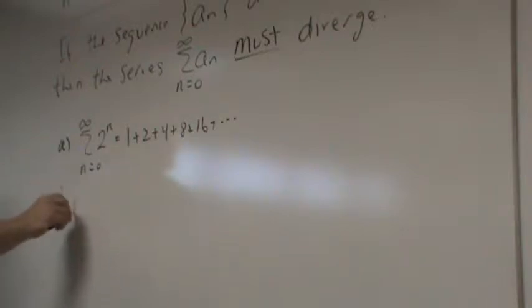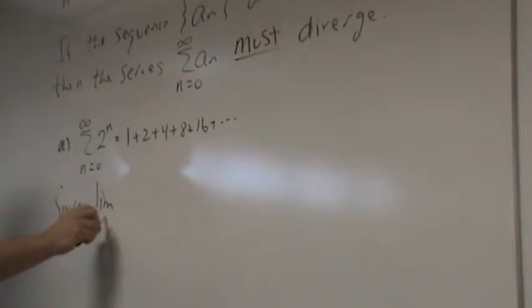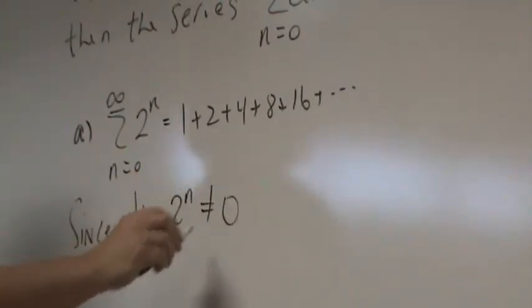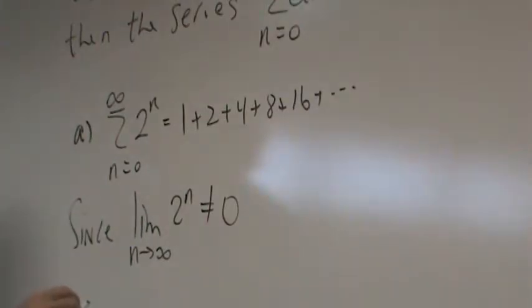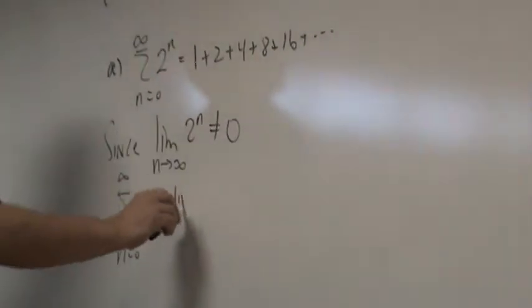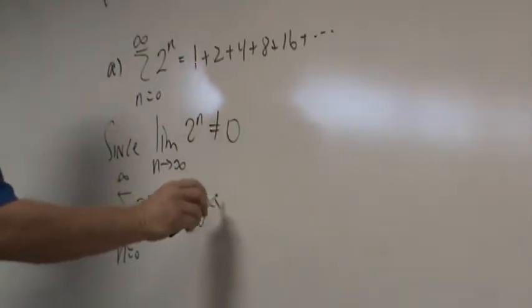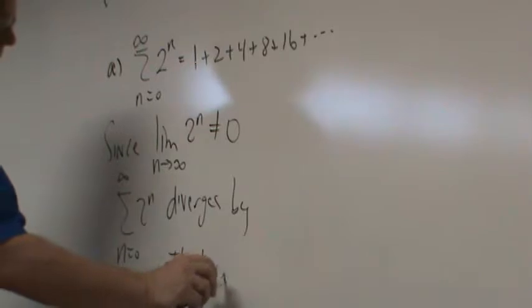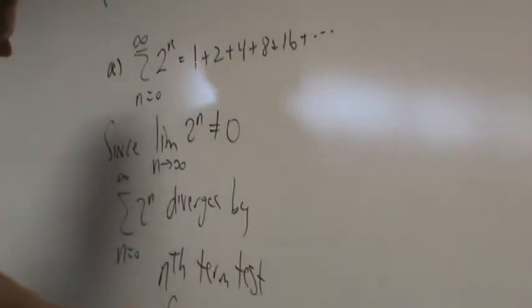And so if I wanted to state why, I'd say since the limit as n approaches infinity of 2 to the n power is not equal to 0, the sum of 2 to the n as n goes from 0 to infinity diverges. And you can even say by the nth term test for divergence.